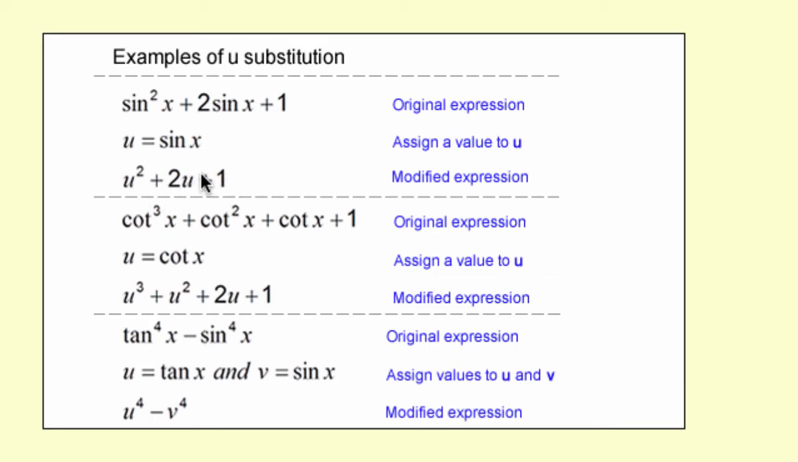So then this is much easier to factor, and when you're done factoring, you just substitute back. Wherever there's a u, you put sine x, and then you're done factoring. So that's the idea behind u substitution. Here are a couple more examples.